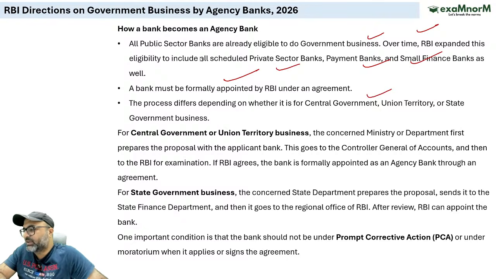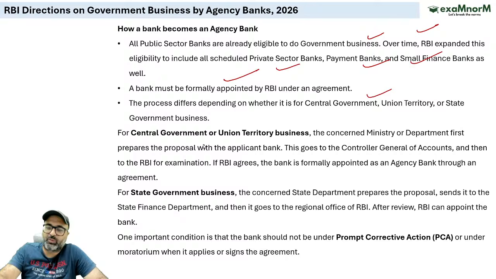For the state government, the concerned state department prepares the proposal. It sends it to the state finance department. State finance department से वो proposal RBI के regional office पे जाता है और regional office से वो proposal जाता है headquarter पे और फिर कहीं जाकर आपको final answer मिलता है कि whether your proposal is accepted or rejected. Is it clear? Same process is followed for union territory as well.